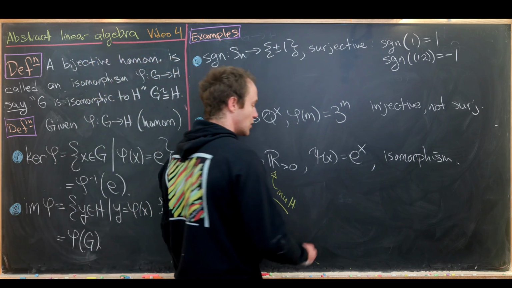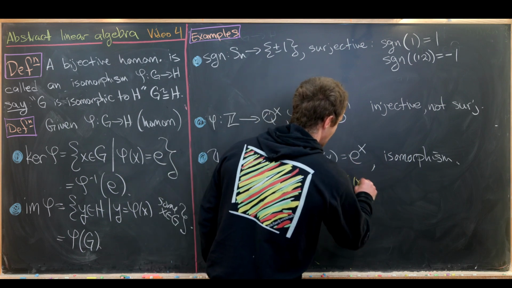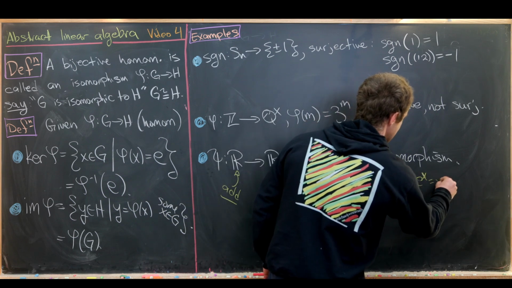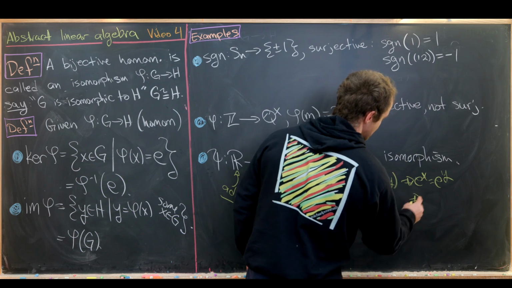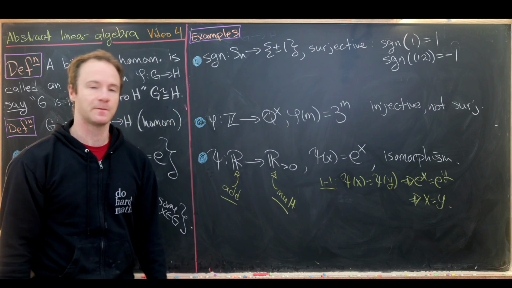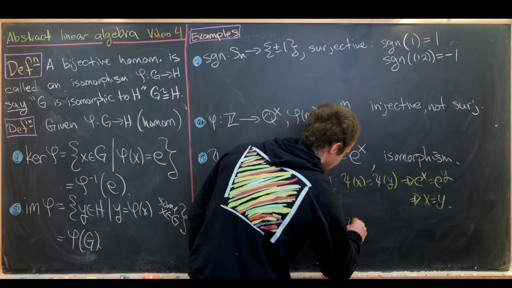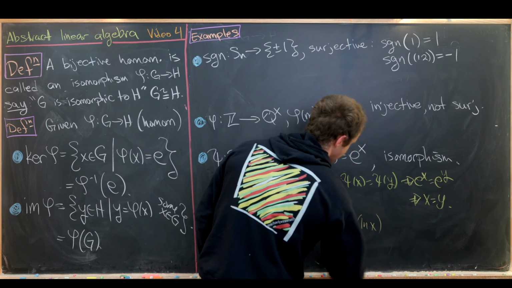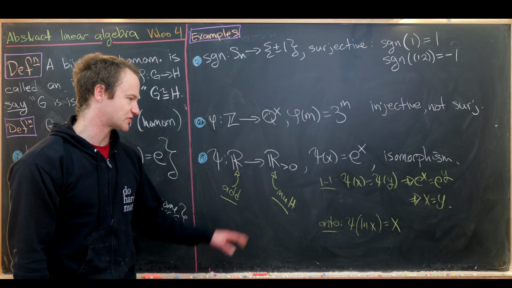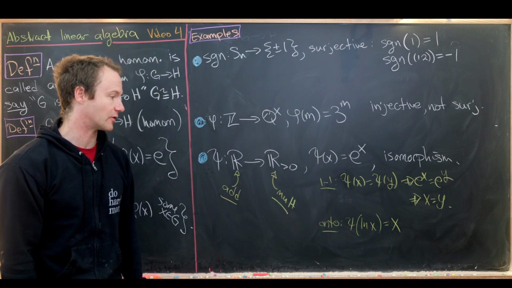In particular, we know that it is 1-to-1 because if psi of x equals psi of y, that means that e to the x equals e to the y. Taking the natural log of both sides, we see that x is equal to y. And furthermore, we know that it is onto because if we take psi of the natural log of x, we get exactly x. And we're able to take the natural log of x for anything which is a positive real number. So this is allowed here.